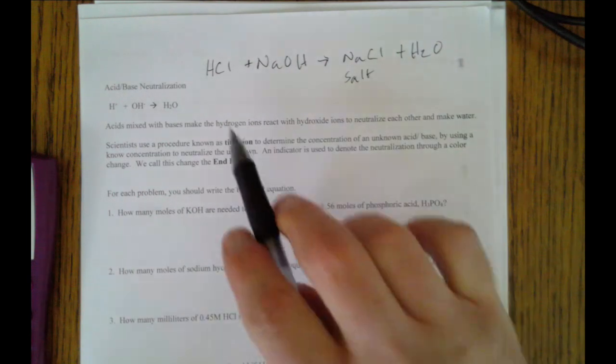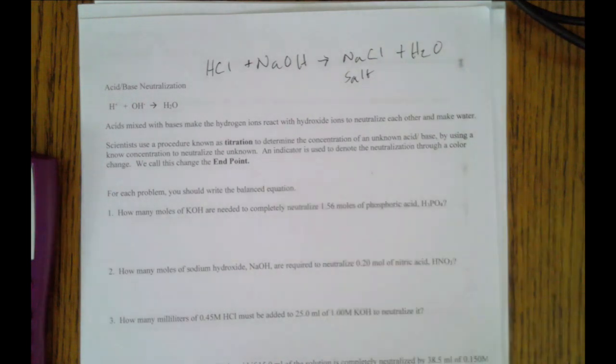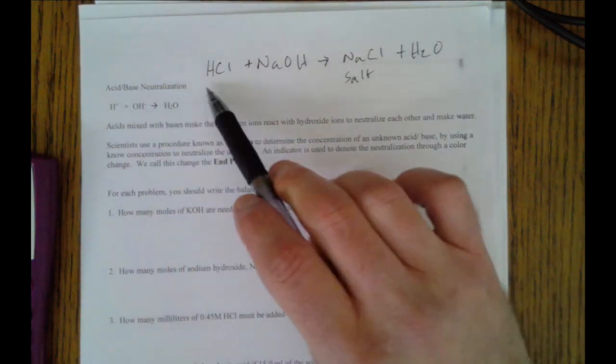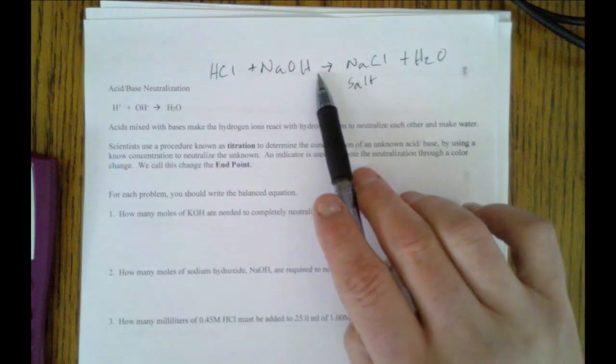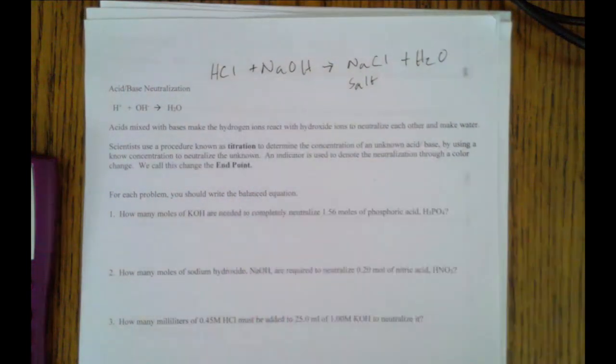It doesn't mean that it has to be sodium chloride. You could do the same thing with HCl and calcium hydroxide, or HF and sodium hydroxide. Then you would get sodium fluoride, which is found in toothpaste and in water, and water. But that's the idea of this acid-base neutralization. Basically, the H and the OH make H2O, and then everything else is a salt.